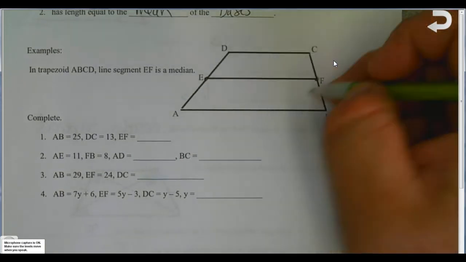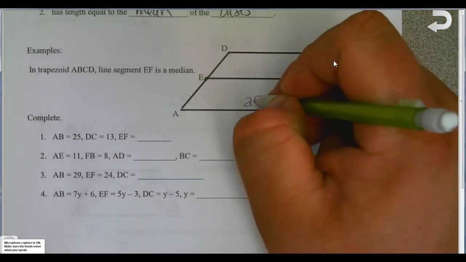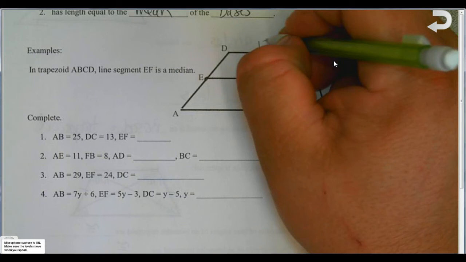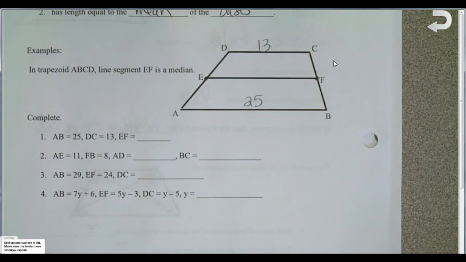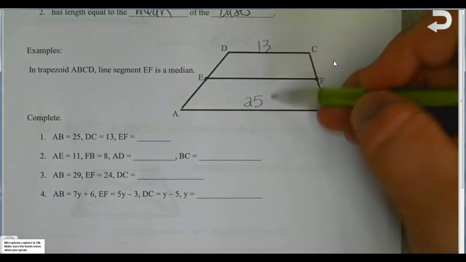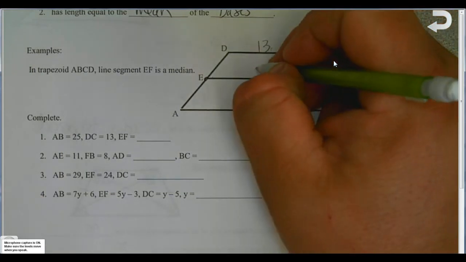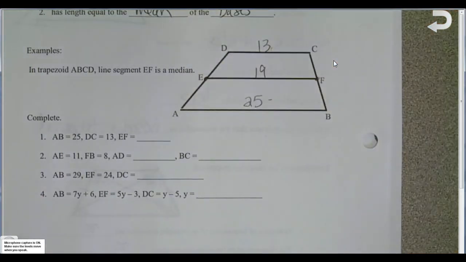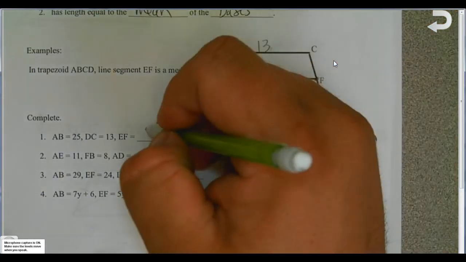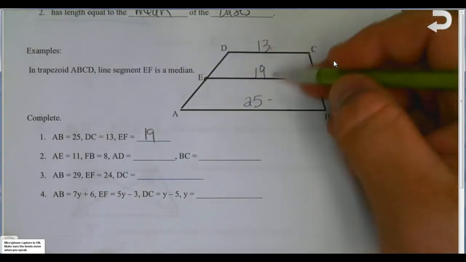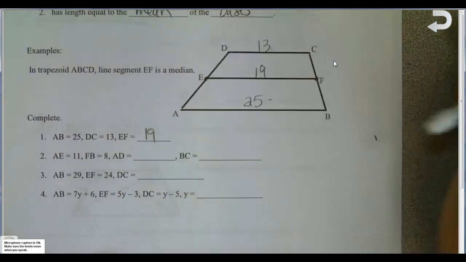So if AB is equal to 25 and DC is equal to 13, how do we know the measurement of EF? Well, we add 13 plus 25 and divide by 2. And so we get 19, because 13 plus 25 is 38, and 38 divided by 2 is 19.